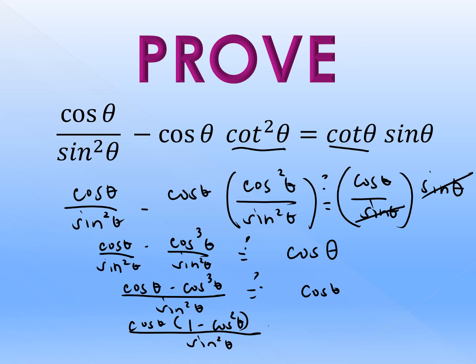Is equal to cos theta. Using the Pythagorean identity, 1 minus cos squared theta is equal to sine squared theta. So thus, we can cancel sine squared theta both on numerator and denominator. So we can cancel this one. So therefore, we can get cos theta is equal to cos theta. So we proved that the right side is the same with the left side.